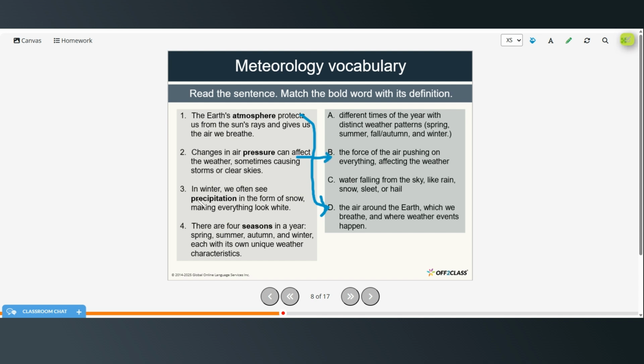In winter, we often see precipitation in the form of snow, making everything look white. So precipitation is water falling from the sky like rain, snow, sleet, or hail. And there are 4 seasons in a year: spring, summer, autumn, and winter, each with its own unique weather characteristics. So seasons are different times of the year with distinct weather patterns.